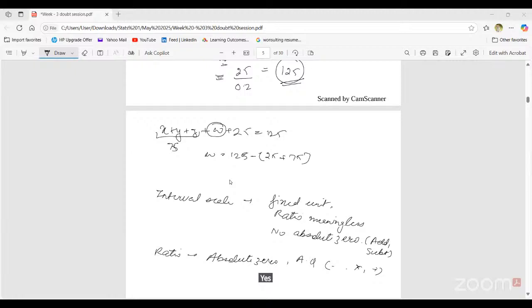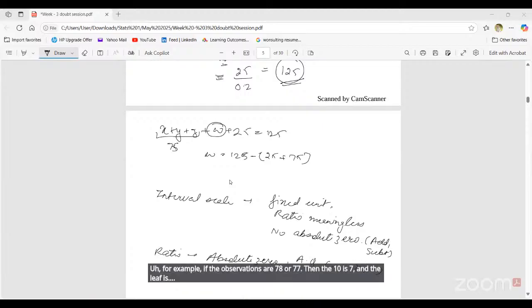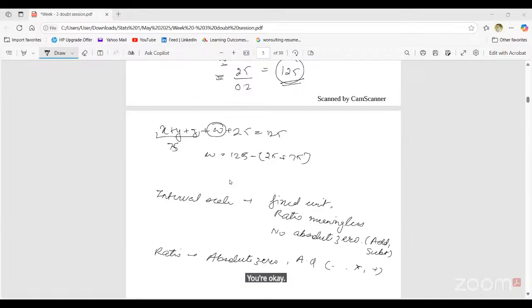Yes. I have a doubt regarding stem and leaf plot. For example, if the observations are 78 or 77, then the stem is 7 and the leaf is 8, or 7 for 77 and 0 for 70. But if the observations are a 3-digit number, like 375, then which will be the stem and which will be the leaf? So the stem will be 37 and the leaf would be 5. Okay, so the rest of the number except the rightmost digit is the stem. Correct. Okay, ma'am. Thank you.